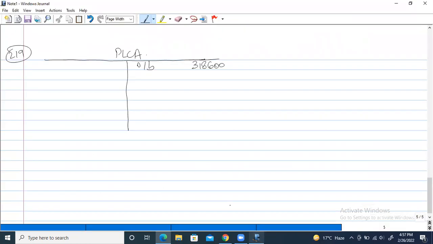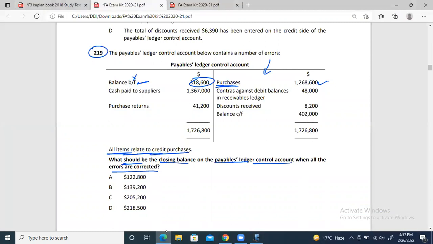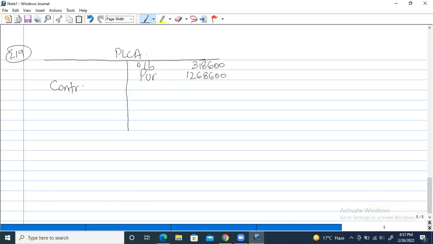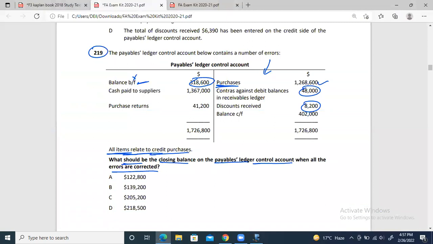So 1,268,600 purchases are written over here. Now contras as well, 48,000. Contras are written on the debit side, 48,000. Right? And what else do we have? Discount received 8,200, right? And let's see on this side as well. Cash paid is 1,367,000.